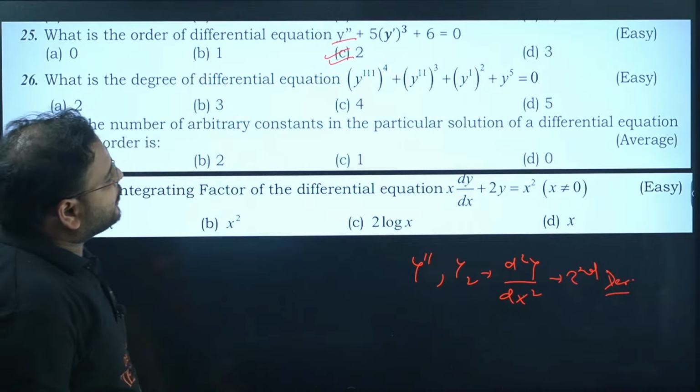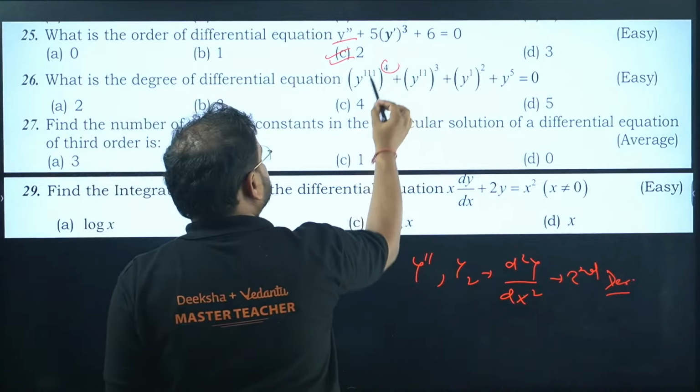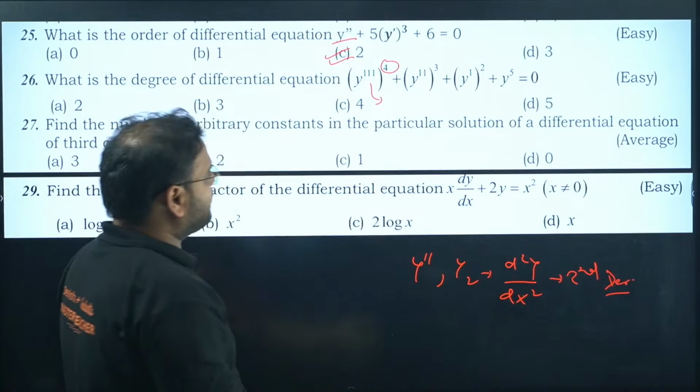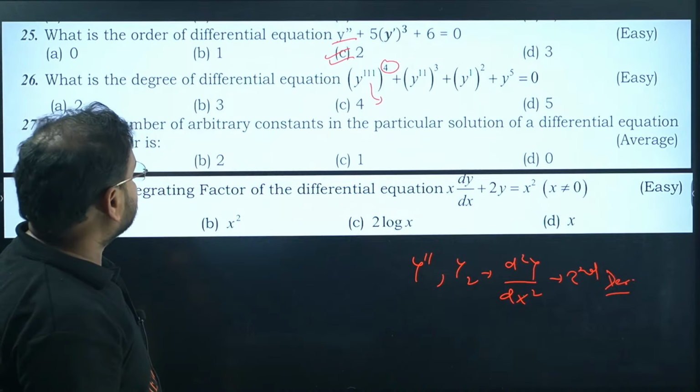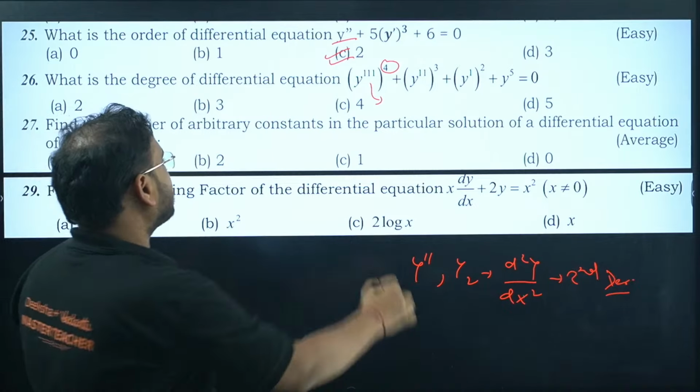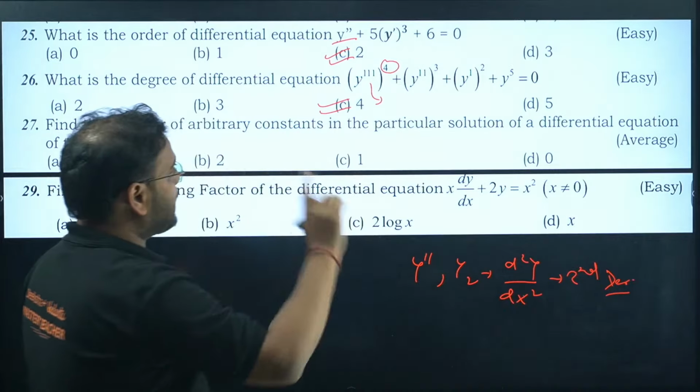Degree of the differential equation over here will be 4. Order is 3, and the power of the highest order derivative will be your degree. So y power 3, third derivative, the power is 4, hence answer is option C.